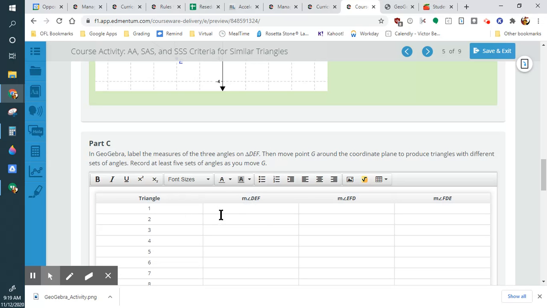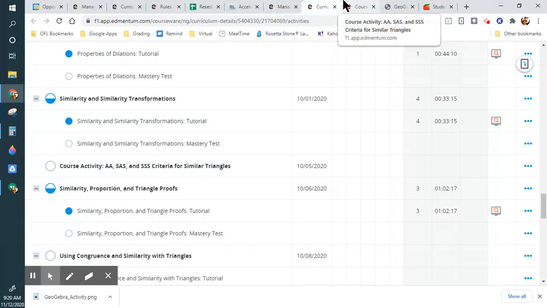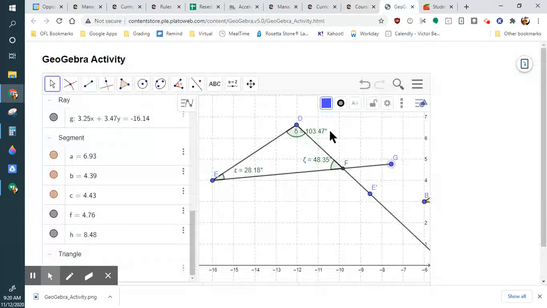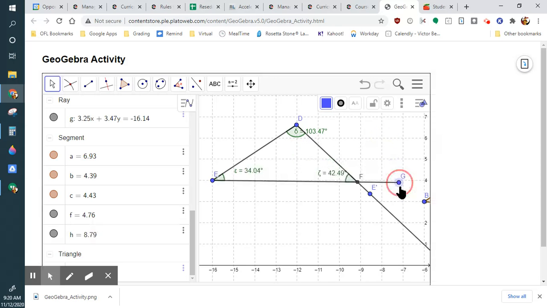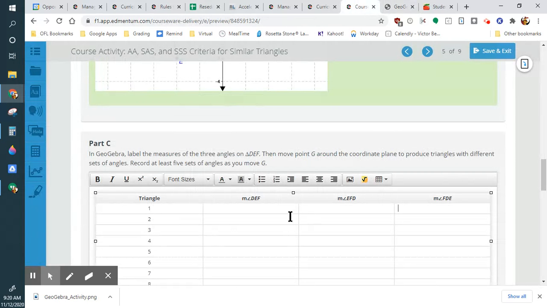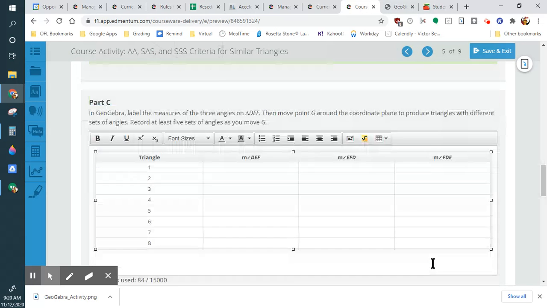So it wants you to make different angles. It's going to want you to measure angle E, measure angle F, measure angle D. It wants you to measure all the angles basically. So give me a second here. Your angle D should never change. I can tell you that right off the bat, your angle D is never going to change. So this one should always stay the same no matter what.